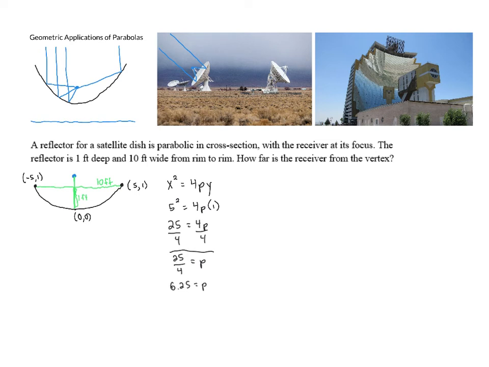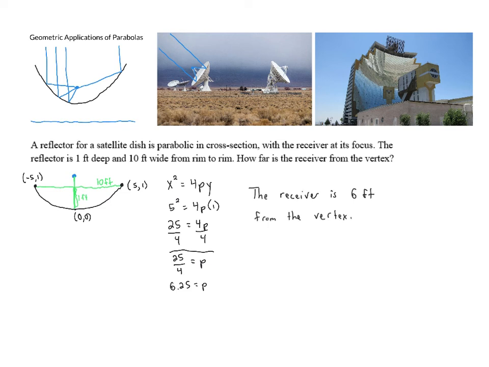And remember that when we have a parabola with equation x squared equals 4py, the distance from the vertex to the focus is given by p. And in this case, we've seen that p is 6.25. So we're asked how far is the receiver from the vertex. We can say the receiver is about 6 feet from the vertex.